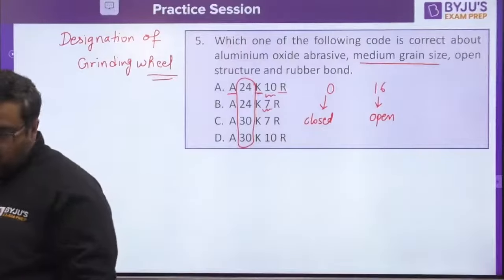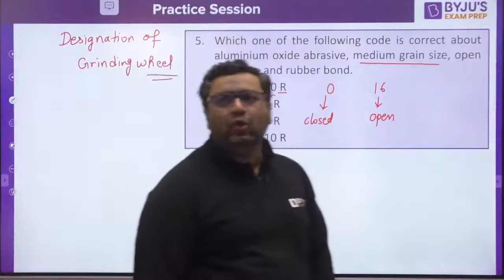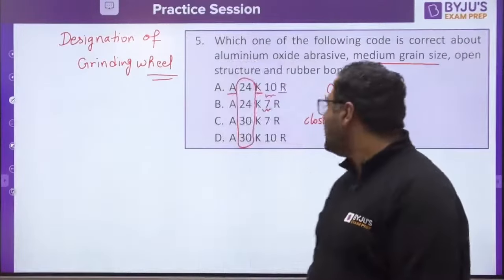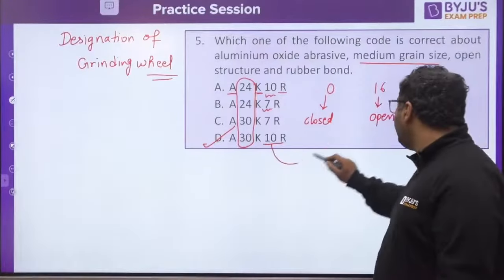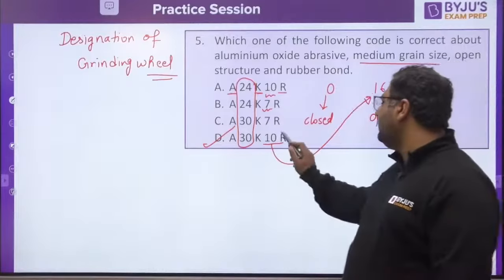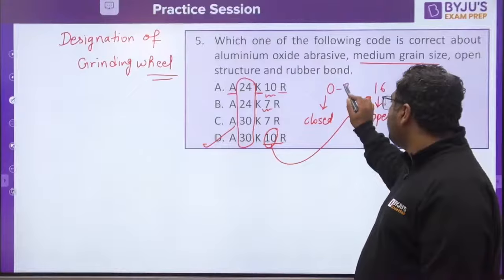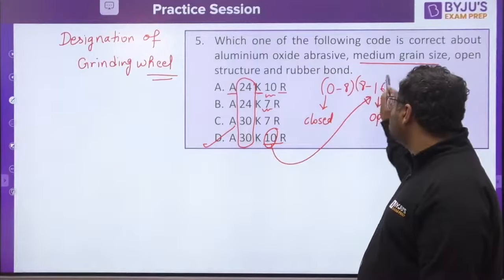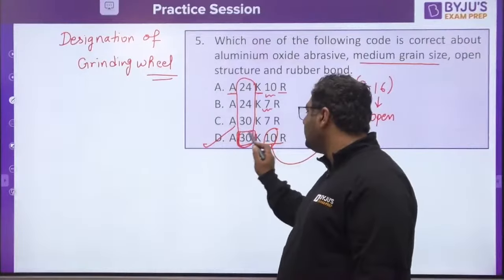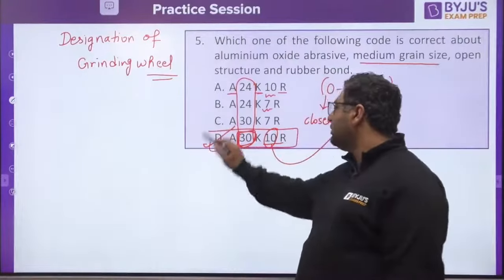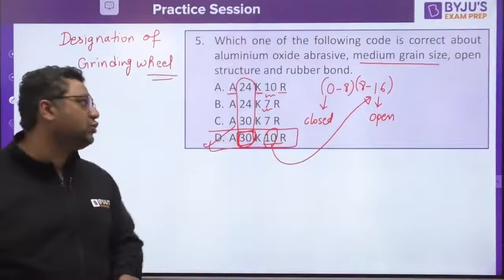Okay. So dear, Ankit has given the answer as C, Gaurav D, Saikat D. The answer is D. Because, my dear, 10 is nearer to 16, so it will give you the open structure. 0 to 8 is for closed structure, 8 to 16 is for open structure. Because of this, and 30 will give you the medium grain size, D is going to be the answer. Very good, guys. Wonderful. Let us see the next question.